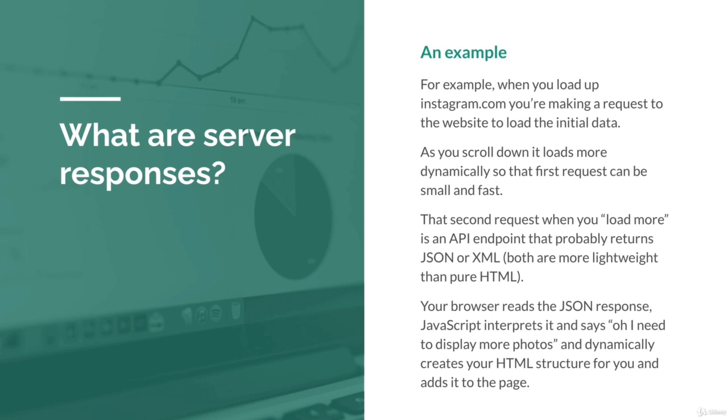That second request, third request, fourth request, when you click load more on any website or you scroll down on Instagram, is usually an API endpoint that returns JSON or XML, and the reason is because both of them are a lot more lightweight than HTML. Then your browser reads the JSON response, for example. JavaScript takes over, and it says, oh, I need to display more photos, and it dynamically creates your HTML structure for you and adds it to the page.